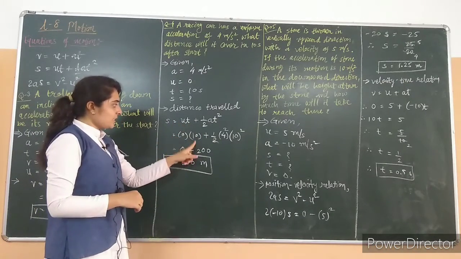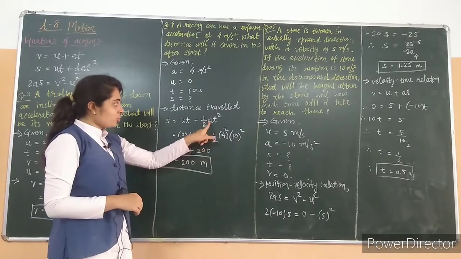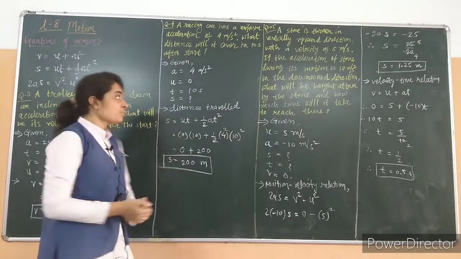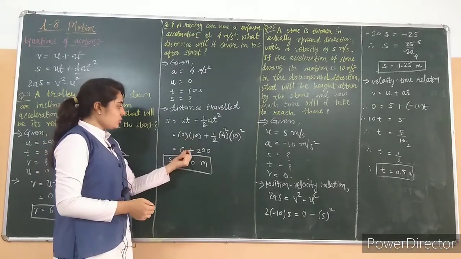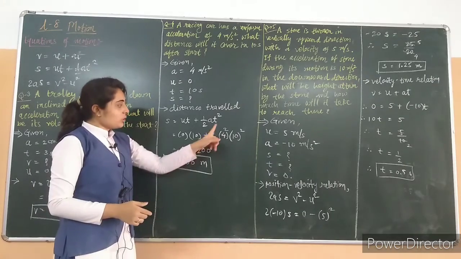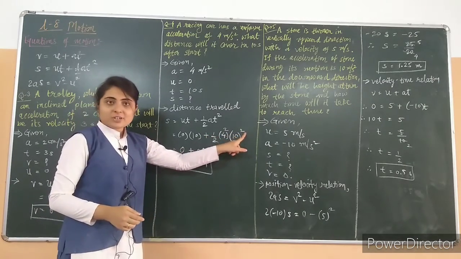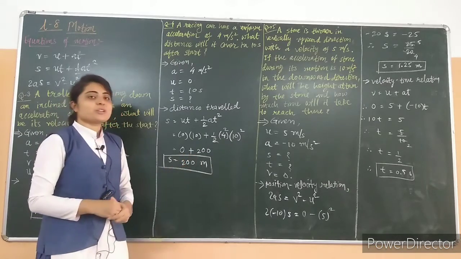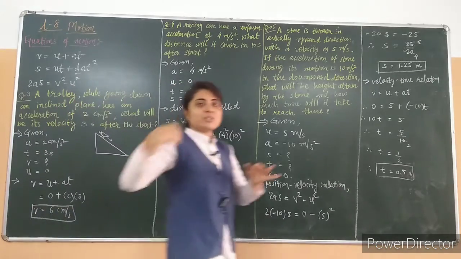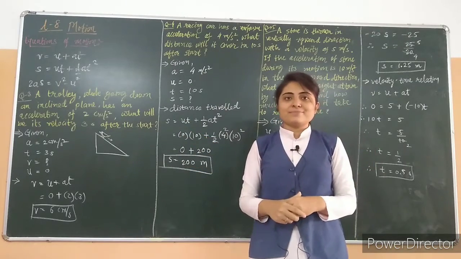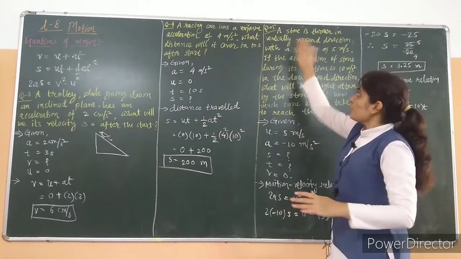U is 0, T is 10, plus 1 upon 2, A is 4, and T square, that is 10 square. 10 into 0 is 0, plus 2 can be cut with 4. So 2 2s are 4. 2 into 10 square, that is 100. 100 into 2, 200. So 200 plus 0, 200 meters. So the racing car will travel 200 meters in 10 seconds. Very simple. Next, question number 5.